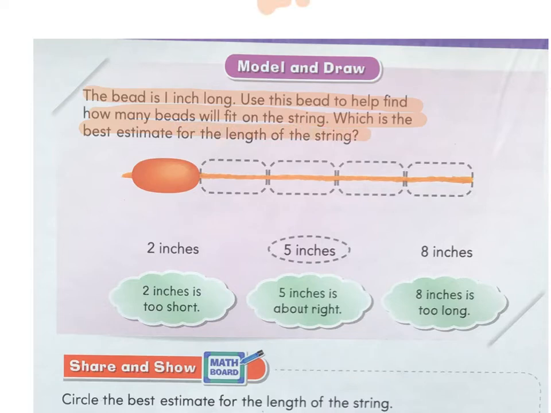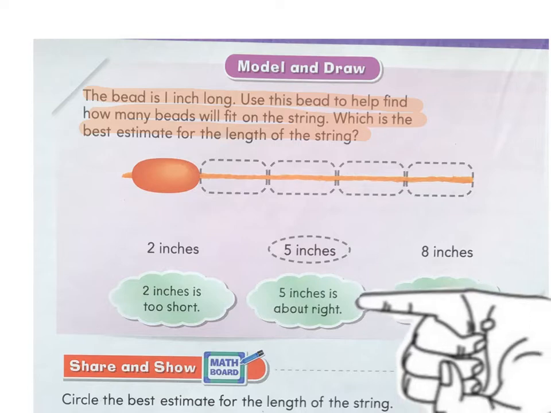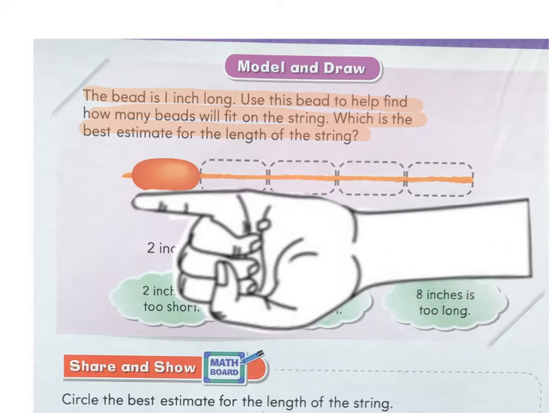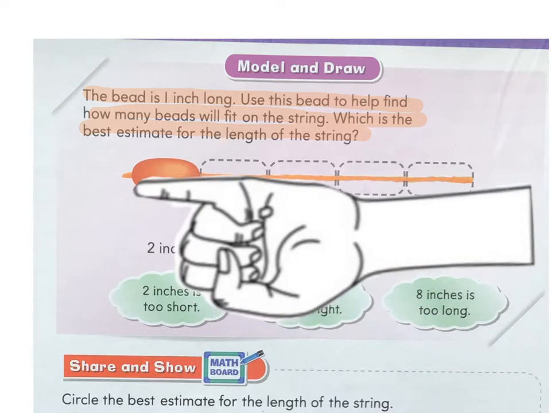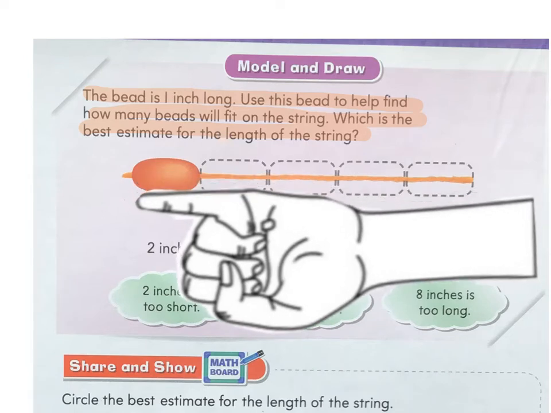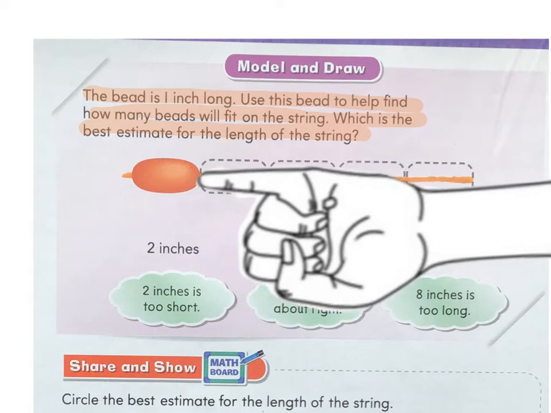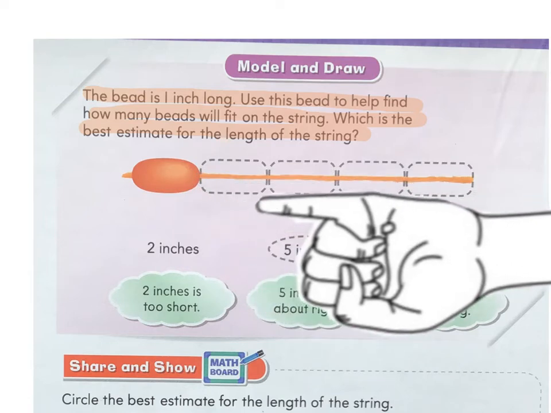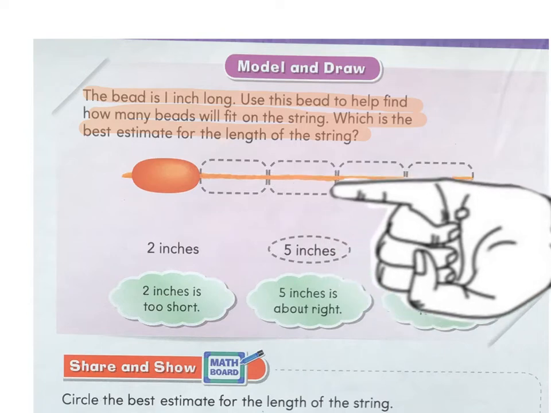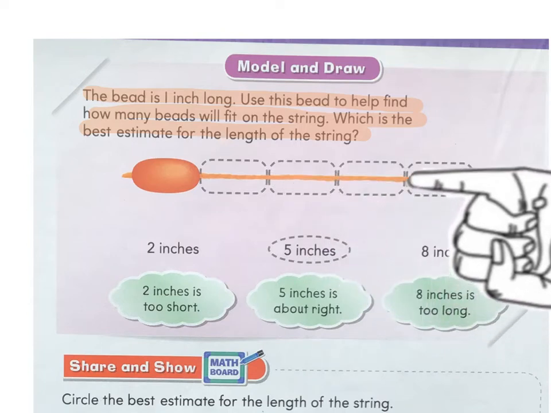So since I don't have a bead with me, I might use something that I could put against the bead to help me estimate. Perhaps I'll use my pinky. And for me, the bead is about the size of the first 2 digits of my little finger. So I could use my little finger to estimate how many beads the string is long.